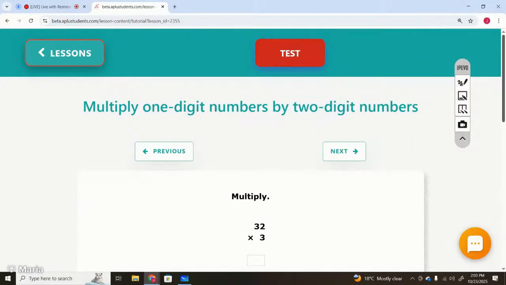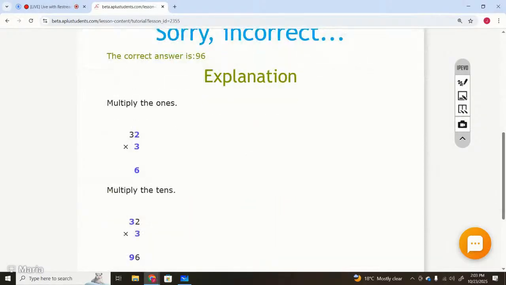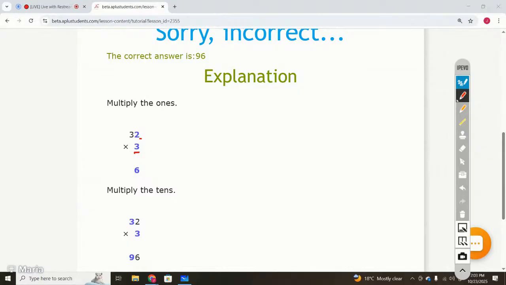We have to start multiplying digits that is at the ones. The first thing we need to do is multiply the 3 and 2, they both are at the ones. So 3 times 2 makes 6. Then you need to multiply the tens. 3 times 3 is 9. So 32 times 3 is 96. The correct option is 96. Let's just start with the test questions.